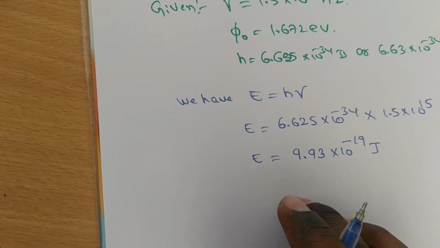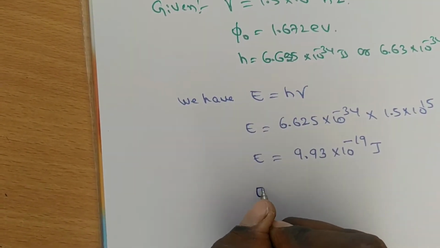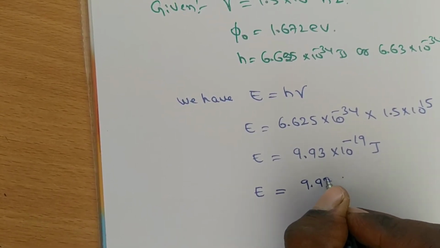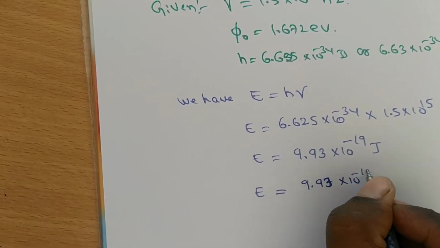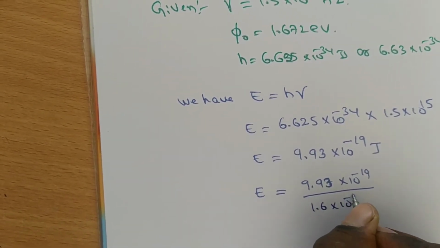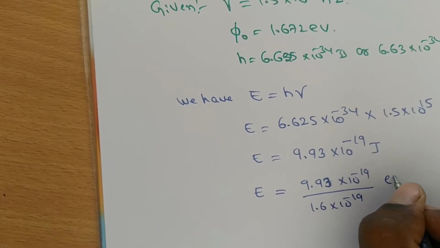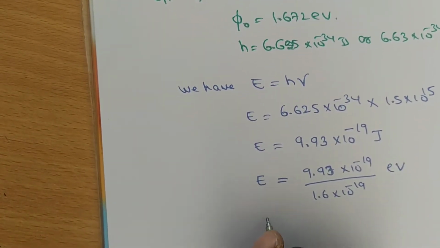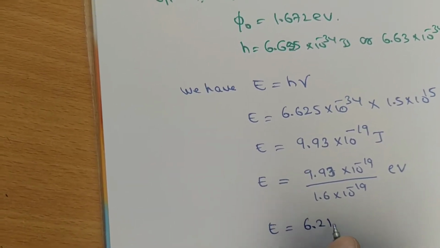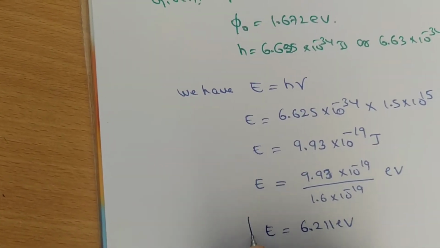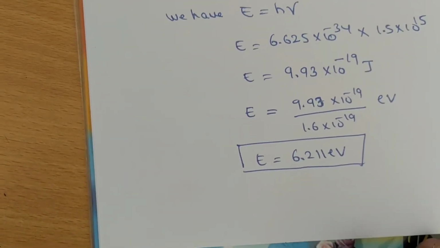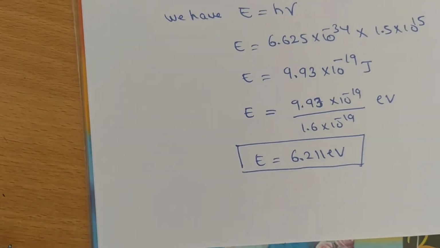Okay, this one convert in terms of electron volt. How to convert to electron volt? 9.93 into 10 to the power of minus 19 divided by 1.6 into 10 to the power of minus 19 electron volt. Therefore, E is equal to 6.211 electron volt. Okay, this one is the energy.